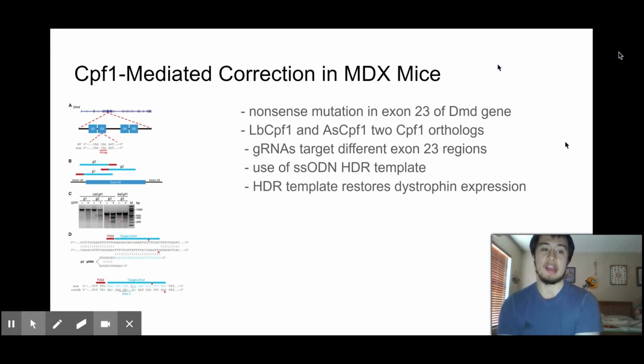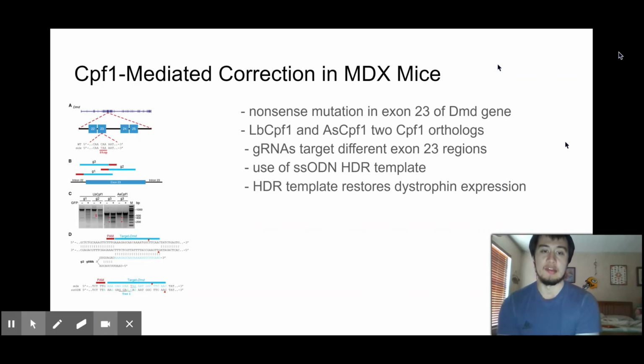A 180 base pair ssODN was used for this experiment as the HDR template with LB-CPF1 and G2 to allow for gene editing. 90 base pair sequence homology flanking the cleavage site was seen in the ssODN HDR template, making it ideal for correcting the nonsense mutation in exon 23 of the DMD gene.